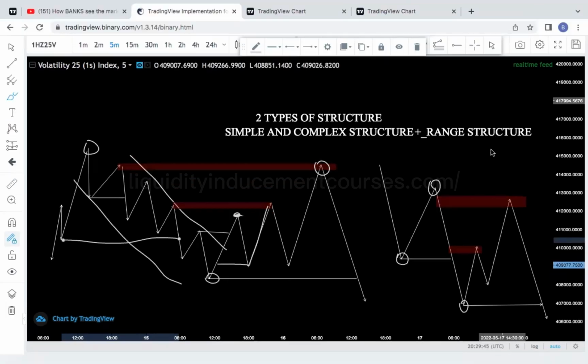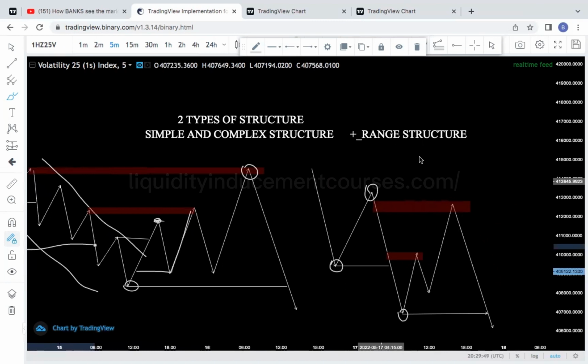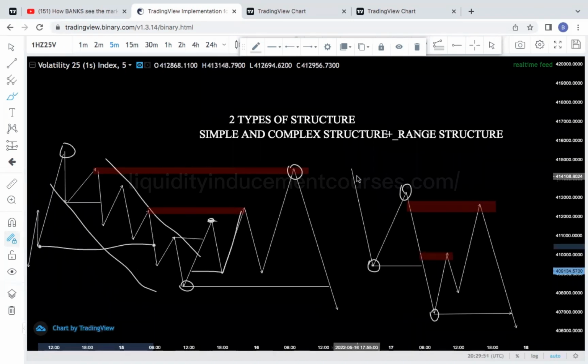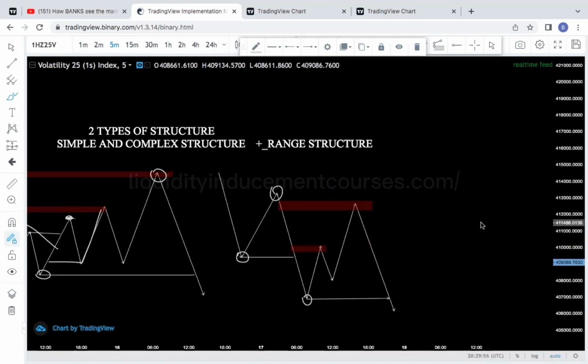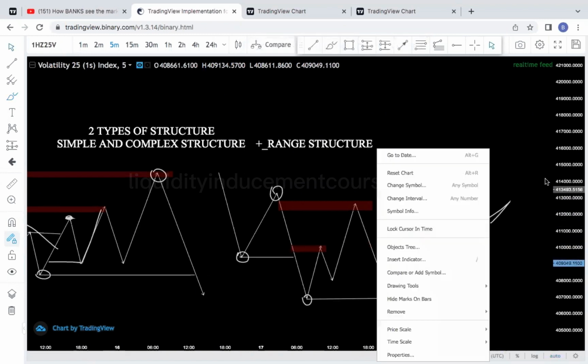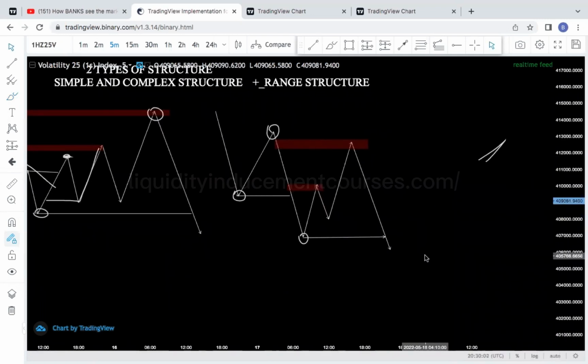Okay, my 30 minutes is exhausted. I think we can take something very quickly before we answer questions. Now, a range structure. What is a range structure? Now, this is what a range structure looks like. Okay, very quickly, I'll use the same diagram.